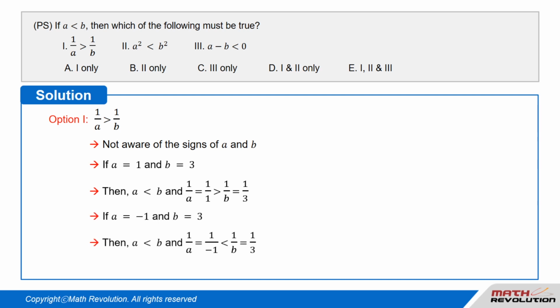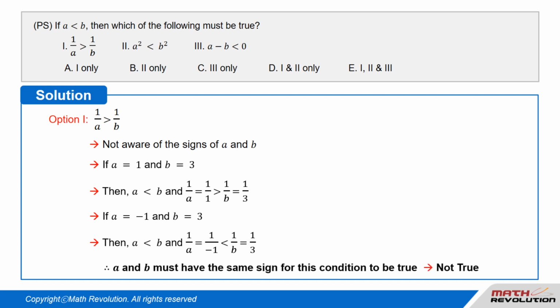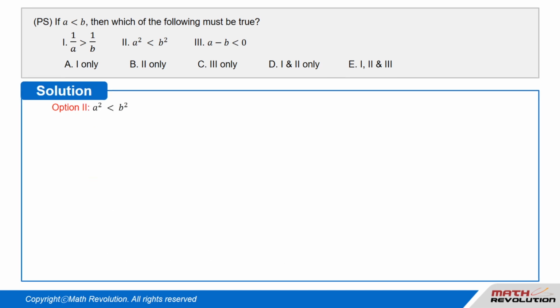However, if A equals negative 1 and B equals 3, then A is smaller than B, and 1 over A equals 1 over negative 1 is smaller than 1 over B, which equals 1 over 3. Thus, A and B should have the same sign for this condition to be true. So, this option is not true.